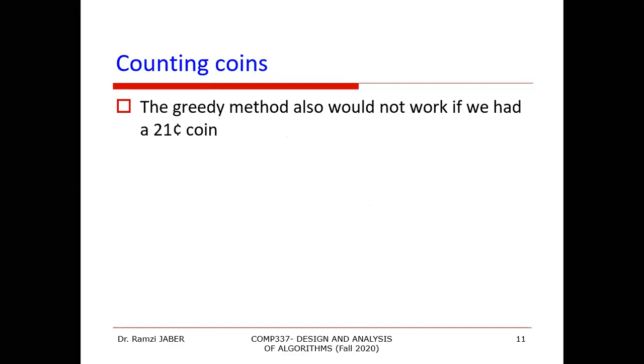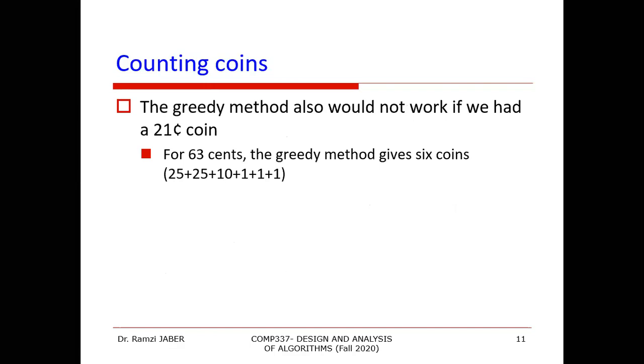Also the credit method would not work if we have a 21 cent coin. إذا عندنا 21 cent coin ما حيشتغل. Example: for 63 cent the credit method gives 6 coins: 25, 10, 1... فيطلعوا 63 سنت، لأنه على طول بينقي الأكبر بعدين أصغر منه فيطلع 63. بينما we can solve it in 3 coins.